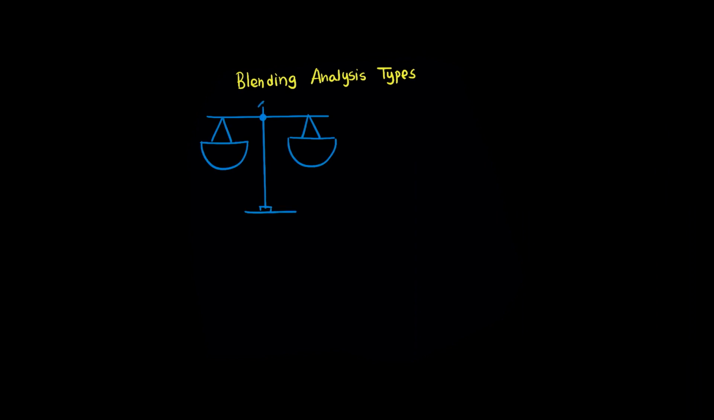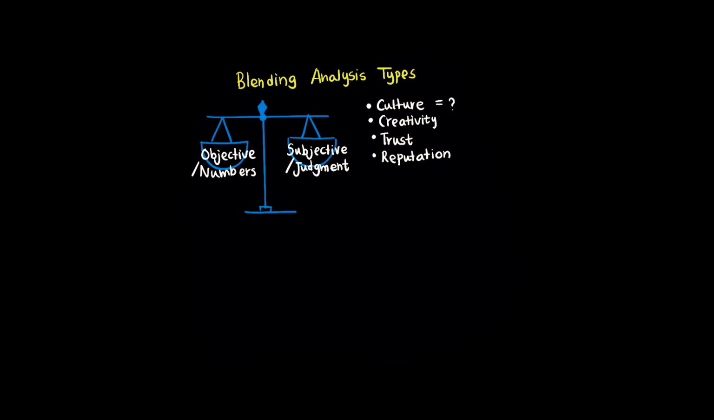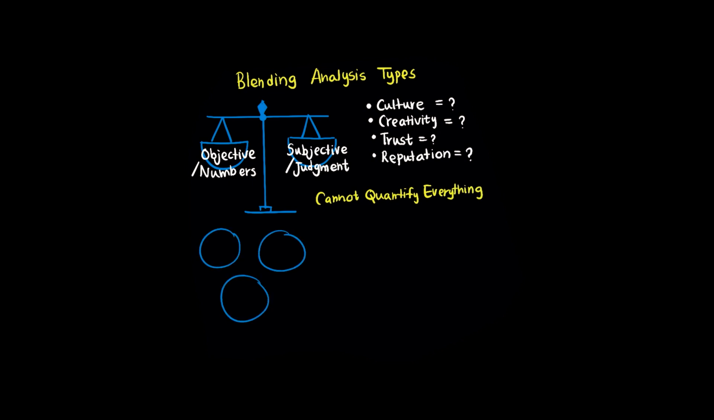The best business decisions blend both subjective and objective analysis because reality resists complete quantification. Some aspects naturally fit numerical analysis, costs, revenues, production rates, but other crucial factors resist quantification into numbers. How do you quantify company culture? What number represents employee creativity? How do you mathematically model customer trust? These elements profoundly impact business success, but can't be reduced to numbers.